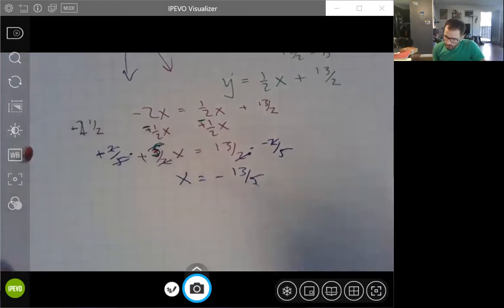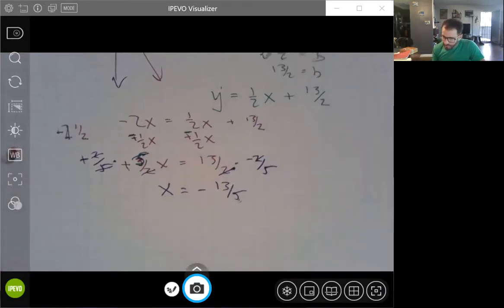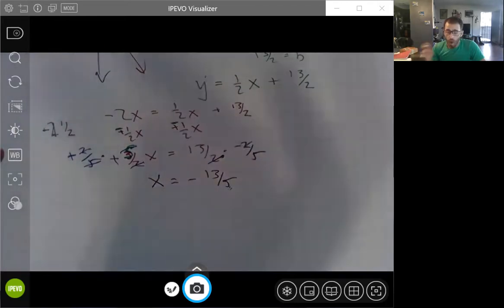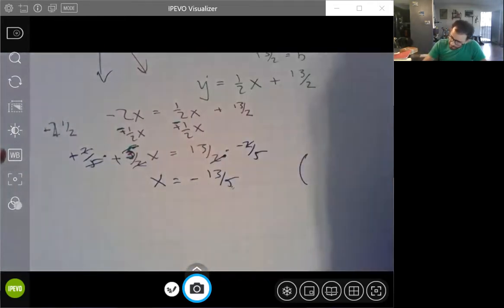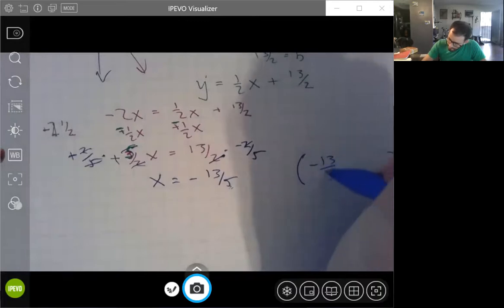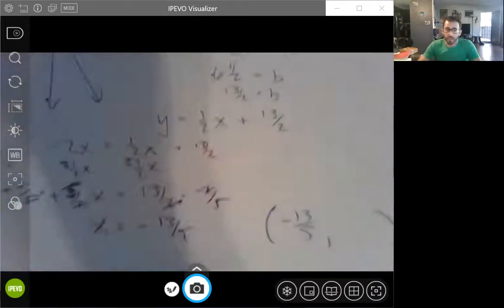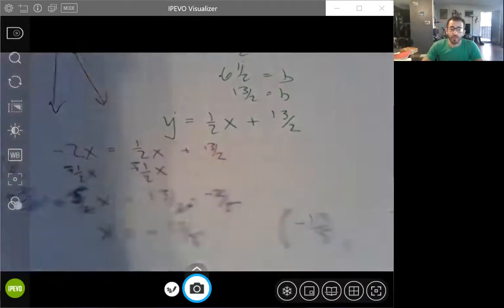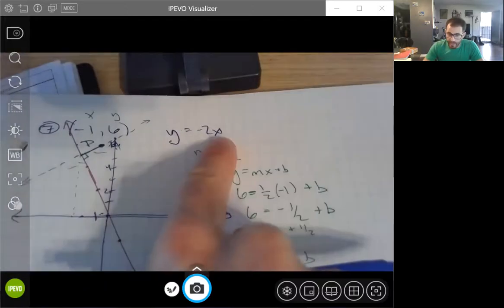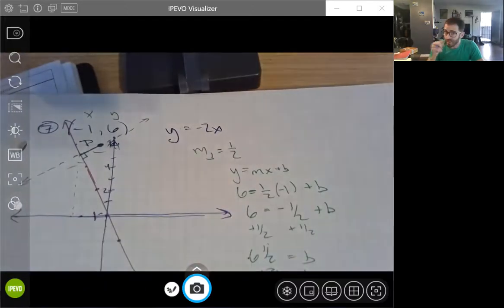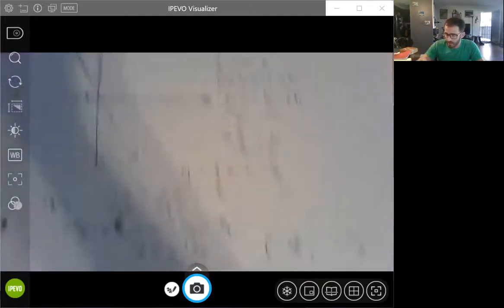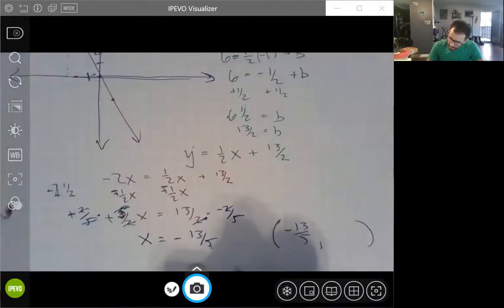What do we do to find the y coordinate that goes with this point? We plug it into one of the equations. What equation do you want to use? Do you want to use the equation that has this, or the equation that has less? Both of them are going to get the same answer because math makes sense. I'm going to use the equation that has less.